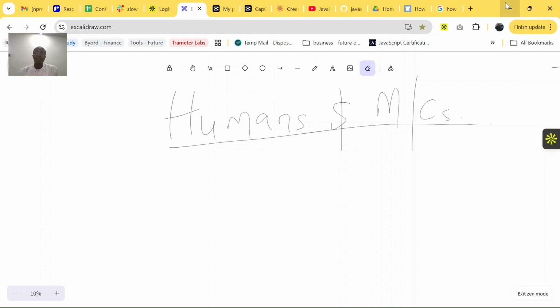However, it's not as simple as that, right? It takes a lot of work to get a system to that point. So a very good way to analyze this is to look at how humans and machines think.